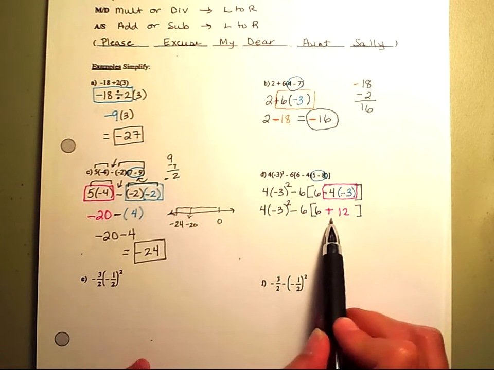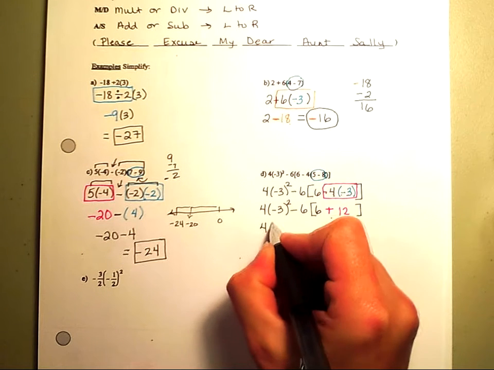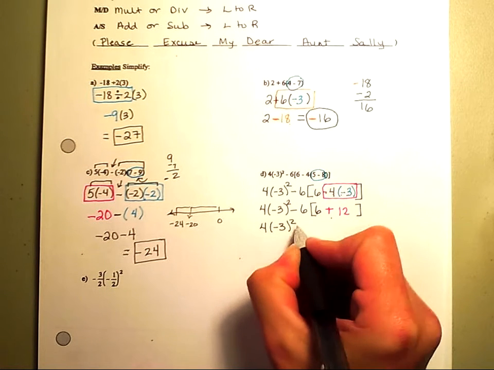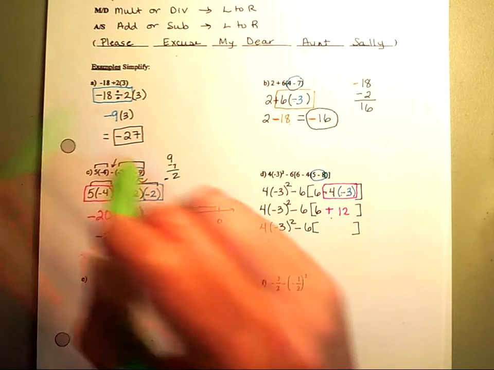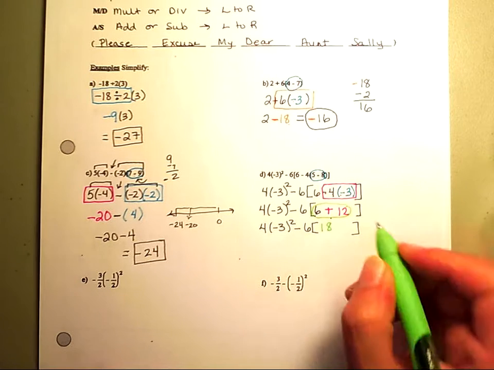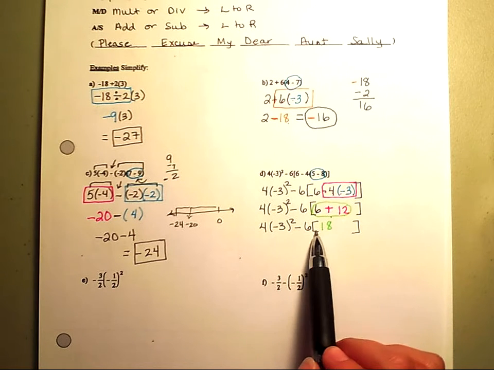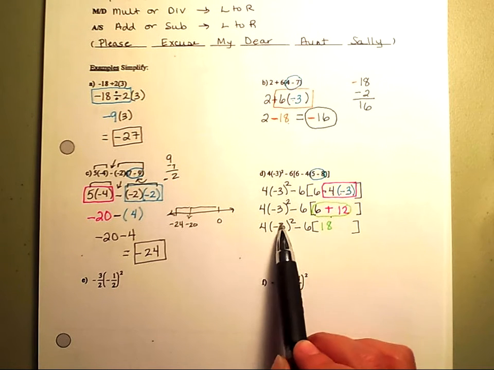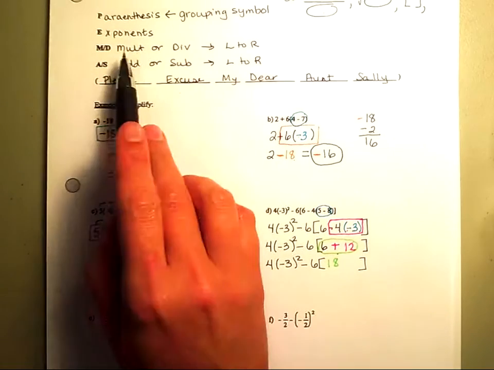We still have to work inside this bracket because it's not been simplified, so we'll copy the rest. Now we can say inside of here, 6 plus 12 is 18. Now we've finally finished working inside the grouping symbols. Inside here is simplified and inside here is simplified. So next we move on to the exponents.